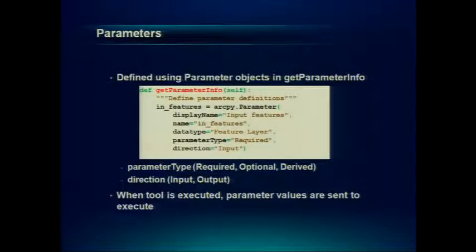All right, so this walks through the major components that we were looking at there. So parameters you define inside that GetParameterInfo. You can define as many parameters as you want. There's just those 5 key characteristics you have to define, and then there's a series of other ones that are optional to fine-tune or specialize the parameter even more. When a tool is executed, parameter values basically come out of GetParameterInfo with the values and go into execute.